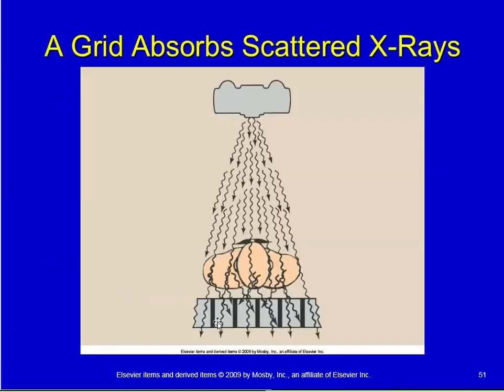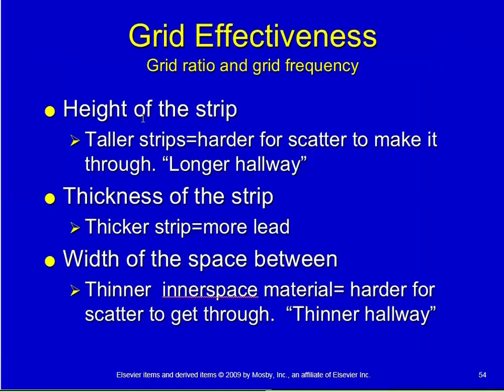So what we're looking at here is if this grid was twice as tall, these photons would have even a harder time getting through them. Or if the hallways, or the interspace material in this case, were half as wide, then how much more difficult would it be to get the X-ray photon through them? So those are the two main measures of grid effectiveness: the height of the strip and the width of the interspace material. And that is why we calculate our grid ratio as those two things.